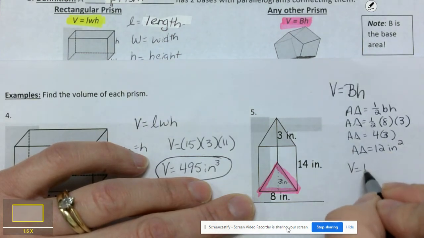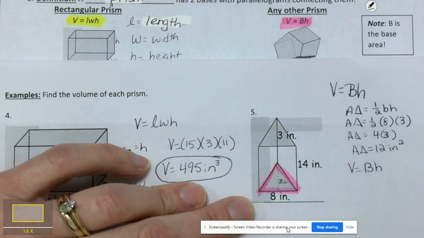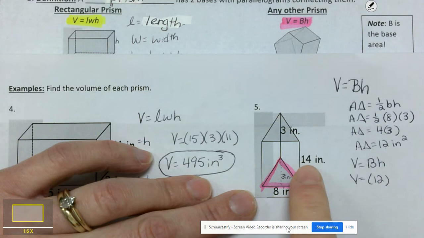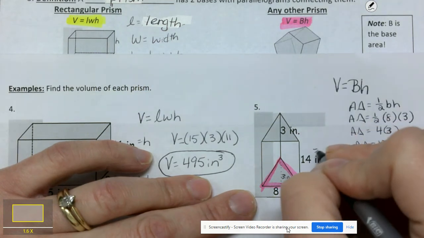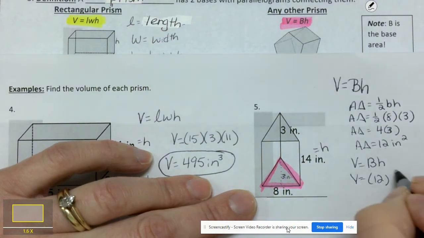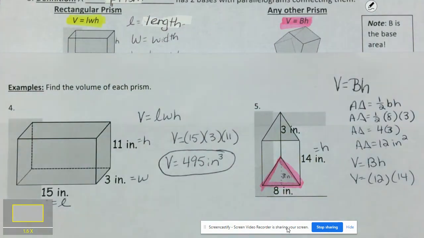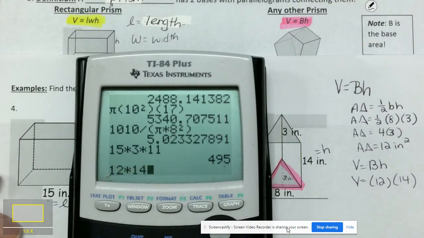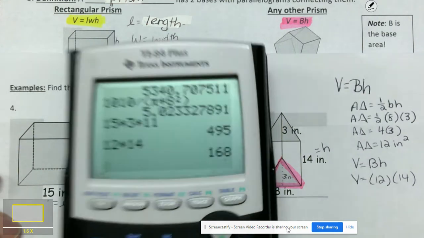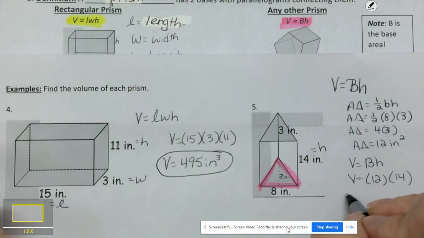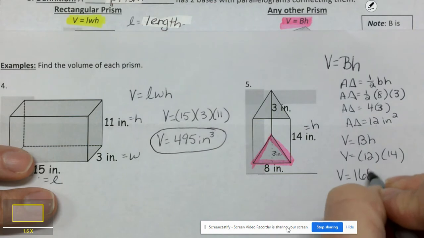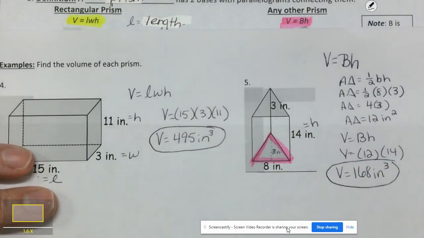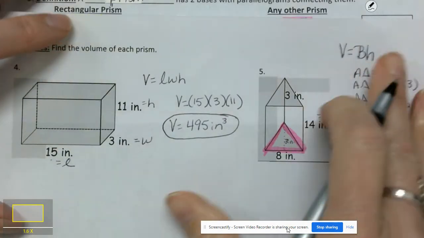So if I go back to fill in my volume equals base times height, my base is 12. My height is given to me right here. It's that 14. So I'm doing 12 times 14. And at that point, I keyed it in my calculator. 12 times 14, that's 168. So my volume here is 168 inches cubed.